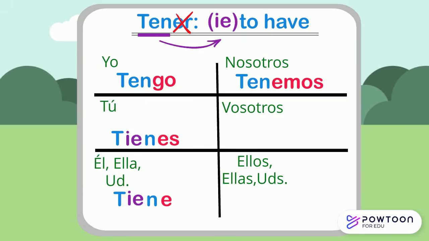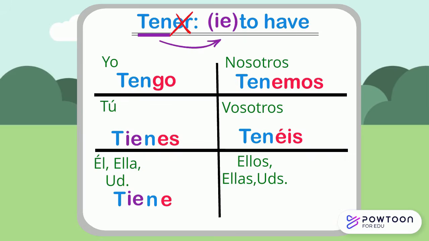The vosotros form also has a normal conjugation. We add E with an accent mark, IS, to the stem ten to have vosotros tenéis. You guys have. Remember, vosotros is used predominantly in Spain.